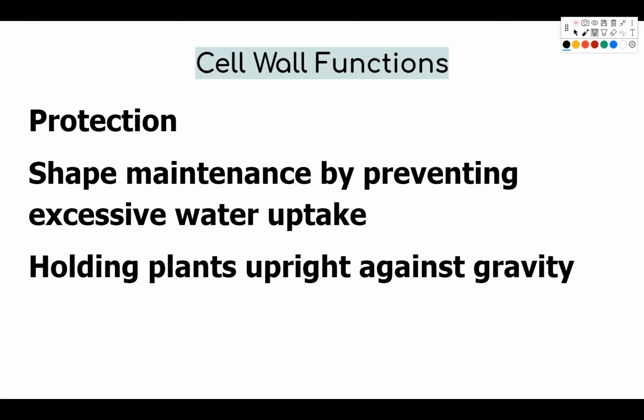There's also the gravity issue, right? Plants don't have bones to help keep them upright like we do. Plants have these cell walls that have the ability to hold them up against the force of gravity. So these are our three main cell wall functions: shape maintenance by water regulation, generalized protection, and holding plants specifically upright against gravity. So in our protists, unicellular eukaryotes with cell walls, their main focus is these first two, but plants have this third special function.